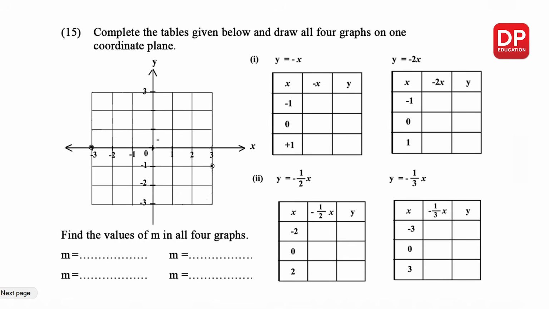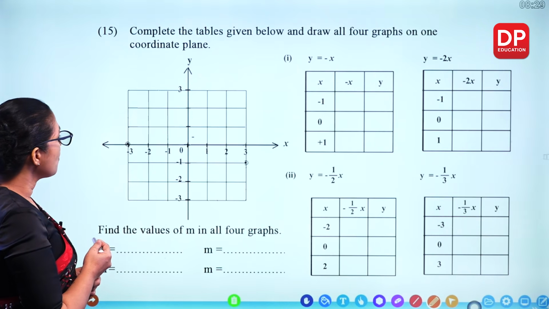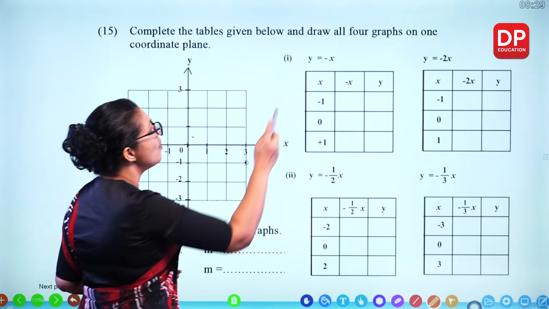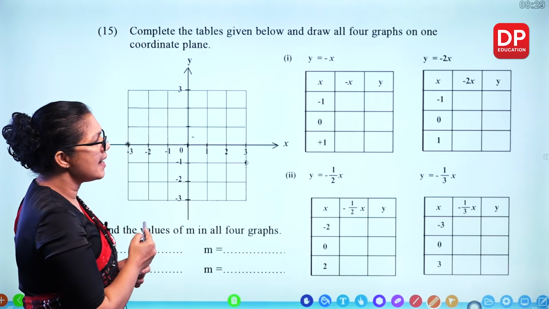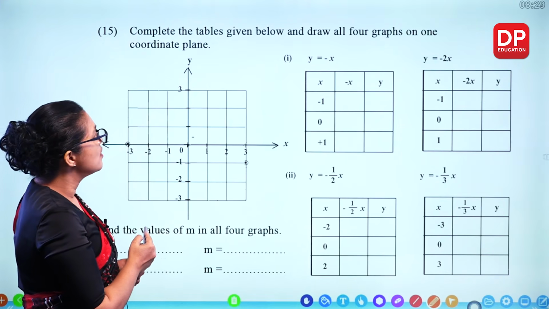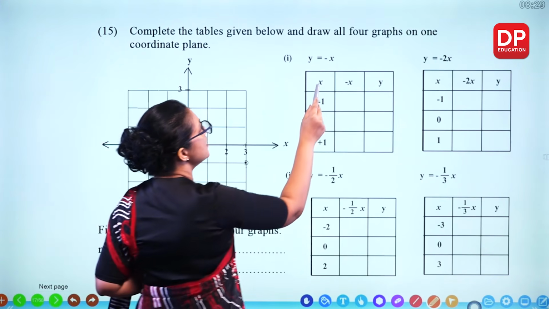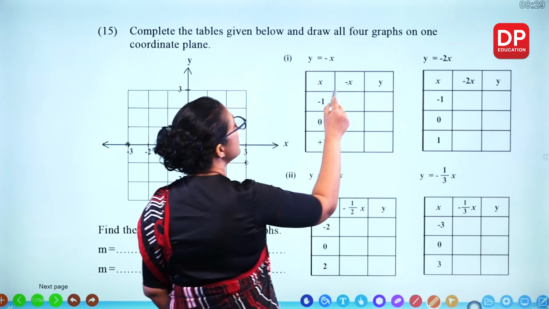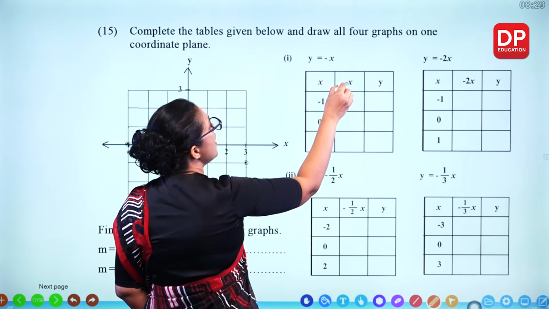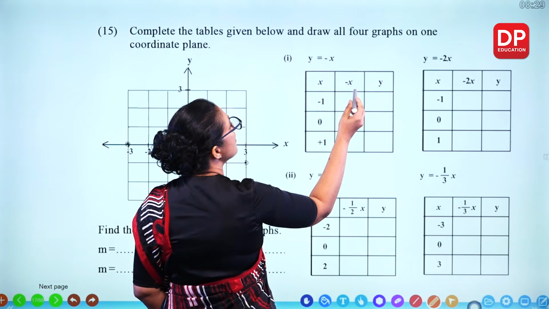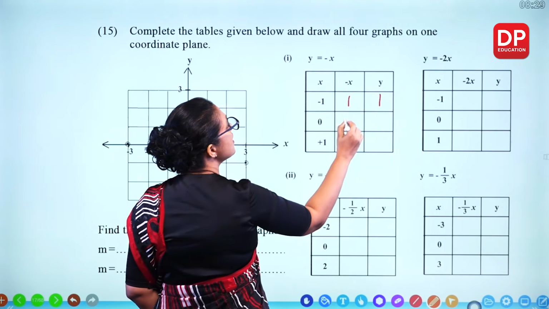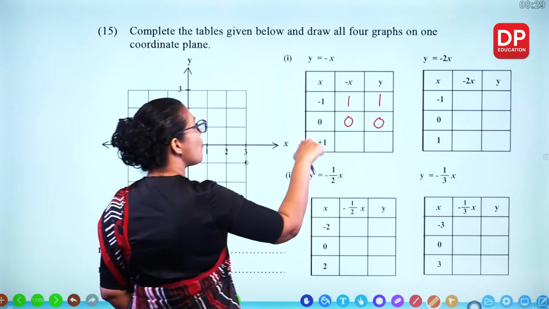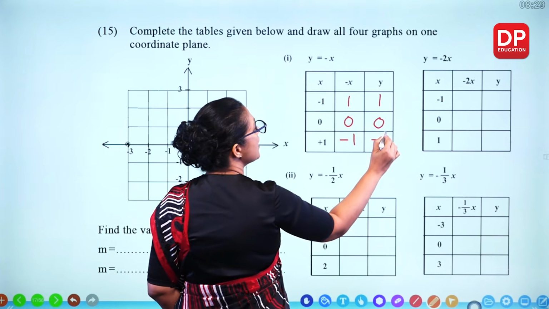Complete the tables given below and draw all 4 graphs in one. Okay, so now we have negative values: negative x, negative 2x, negative half x and negative 1/3 x. So we'll find out the values. Substitute x equals -1: minus of -1 gives positive 1. So y is positive 1. For 0, y is 0. When x is 1, you get -1.